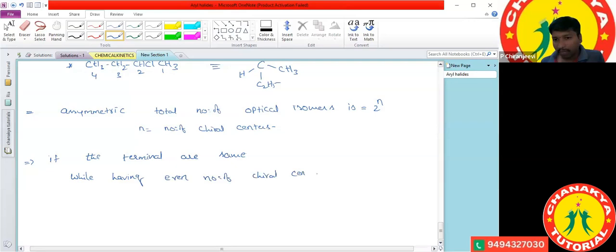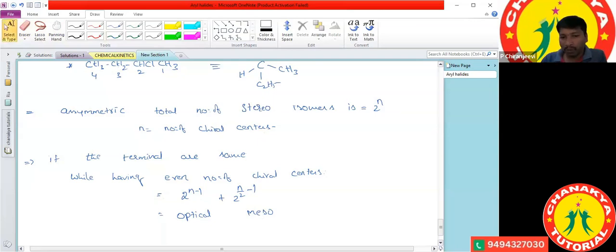What is the formula? Any one of you? 2 power n minus 1 plus 2 power n by 2 minus 1. In this one, 2 power n minus 1 represents the total number of optical isomers, and the rest are meso isomers. Actually, this is the total number of stereoisomers, not the optical. So generally we get optical isomers as well as meso isomers.